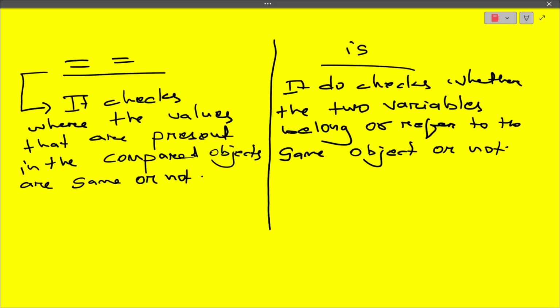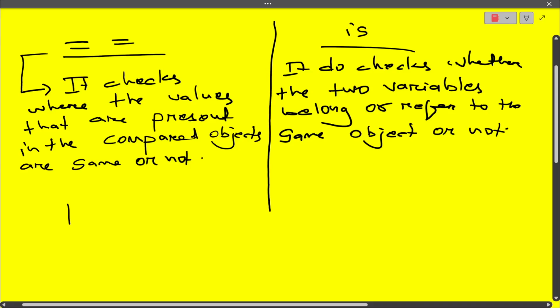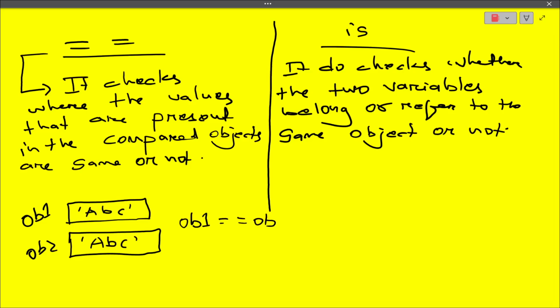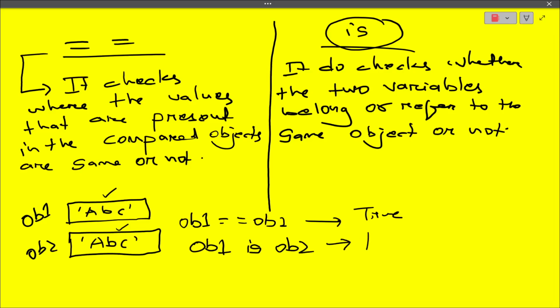Okay, so let me give an example. Suppose this is one object and here I have stored ABC, and let me consider another object is created, and here also I am storing ABC. If you compare object 1 with object 2 by using OB1 double equal to OB2, you will absolutely get the boolean answer true, because the values stored in these two different objects are same. But talking about is, if you check OB1 is OB2, definitely you will get the answer as false.